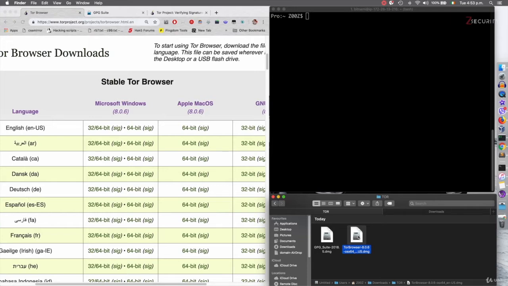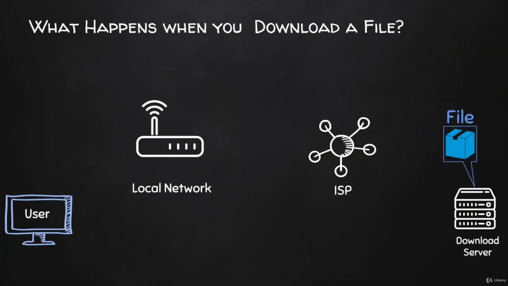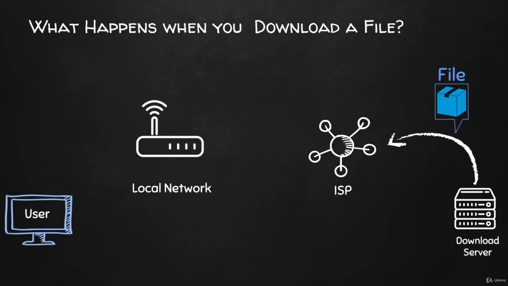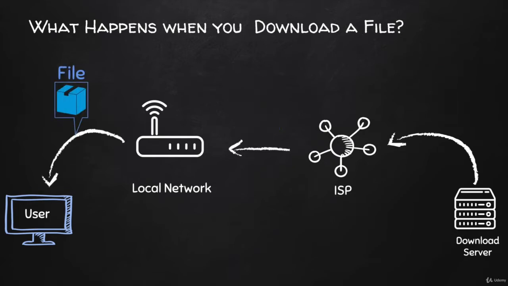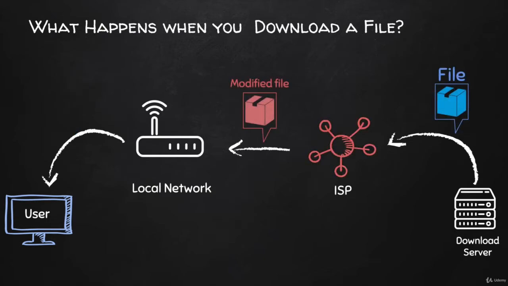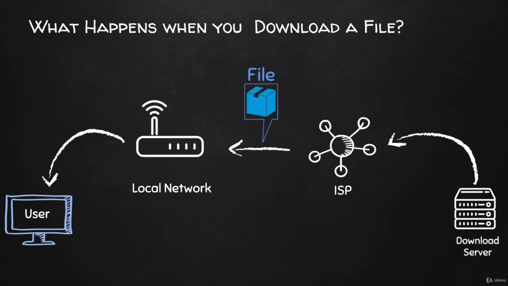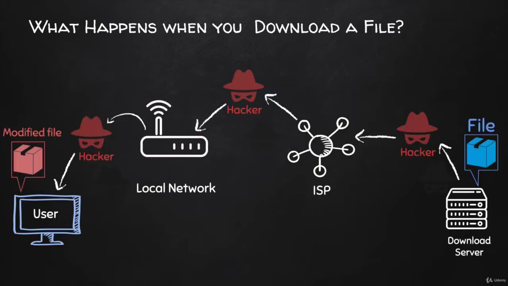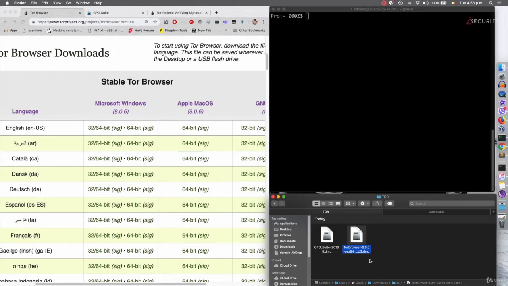But before doing that, it's a very good idea to verify that the file we downloaded here did not get modified as it was being downloaded. Because when you download something from the internet, it passes through a number of nodes in which it can be modified. So it can be modified by your internet service provider, it can be modified by your network administrator, and it can even be modified by hackers who manage to intercept the connection. So, in order to verify that this file did not get modified, we're going to use a signature provided to us by the Tor developers.